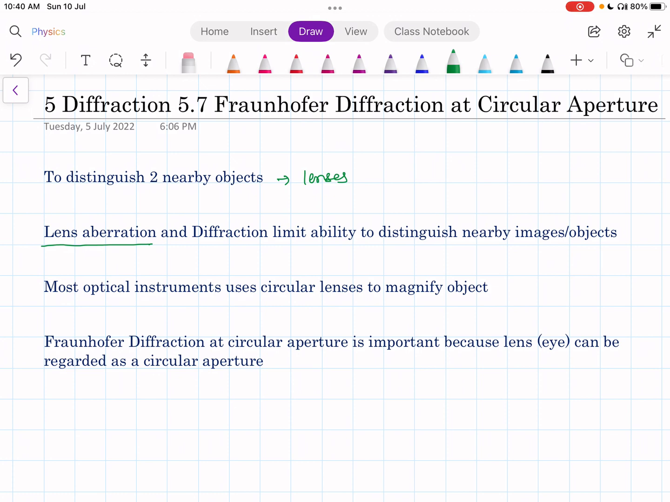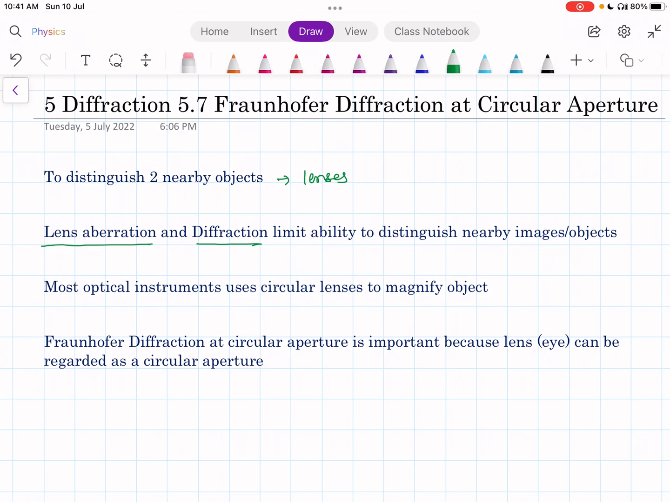Since they cannot focus at a single point, we cannot distinguish nearby objects because there would be a spread of the light. And if there is a spread of the light, we cannot distinguish objects which are very close to each other. In addition to lens aberration, there is diffraction also. This diffraction also spreads the light. So diffraction and lens aberration limit the ability to distinguish nearby images or objects.